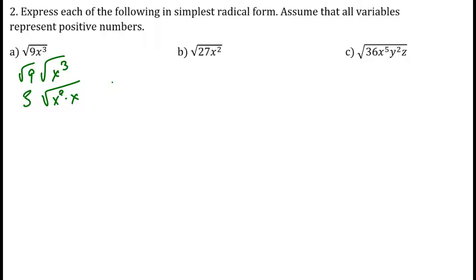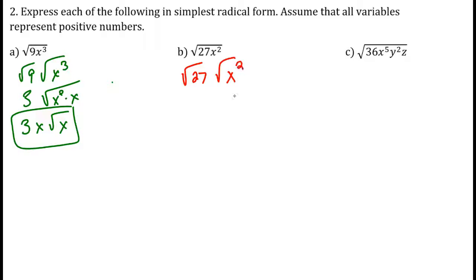And what's the square root of x squared? Well, that's x, so I get 3x, and I'm left with the square root of x. B, the square root of 27x squared. So I need to figure out the square root of 27 and the square root of x squared. Because it's a positive number, the square root of x squared is x. And the square root of 27 is the square root of 9 times the square root of 3. So I have 3x radical 3.